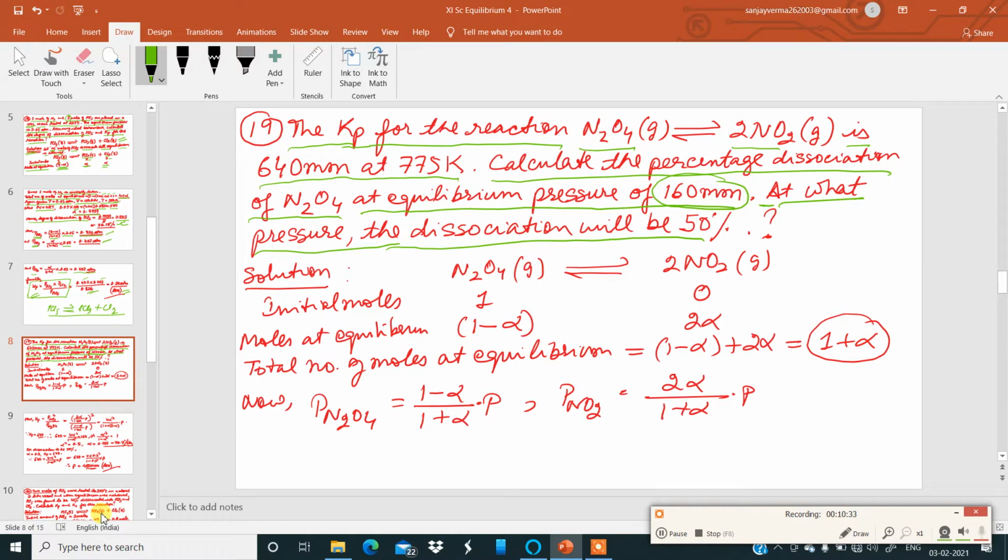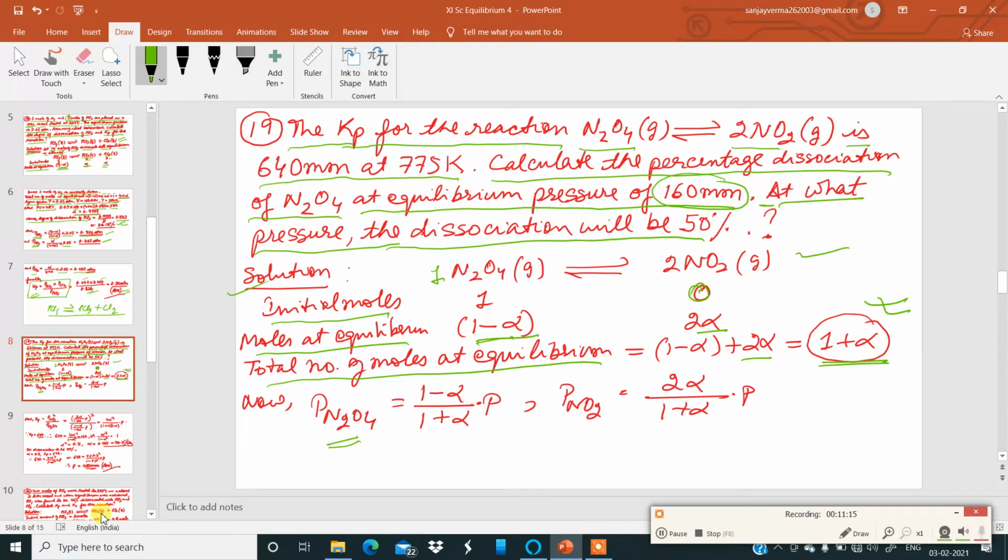Okay, so to do this numerical, write down the equation as given in the question. Get the initial number of moles. Let it be 1 mole for N2O4, because you can see there is 1 over here. Over here it is, initially it will be 0. Moles at equilibrium will be, if we take alpha to be the degree of dissociation, then this one becomes 2 alpha, this will become 1 minus alpha. Okay, so total number of moles at equilibrium can be calculated. 1 minus alpha plus 2 alpha, that is coming to 1 plus alpha. Now the partial pressure of dinitrogen tetroxide is equal to 1 minus alpha divided by total 1 plus alpha into P.